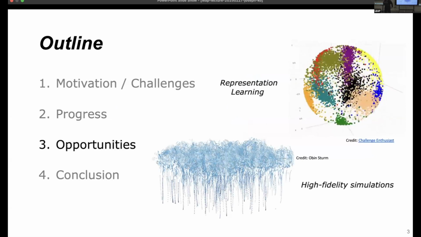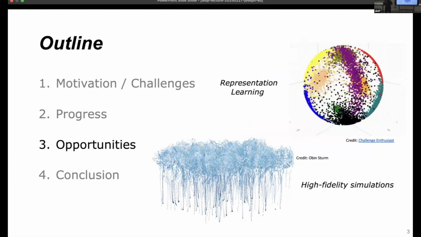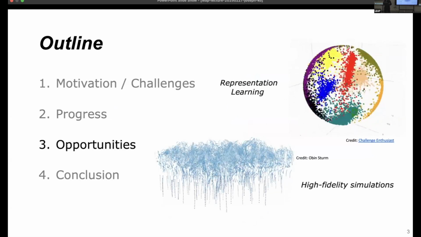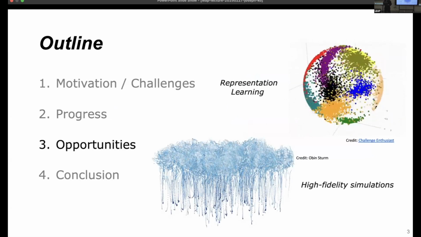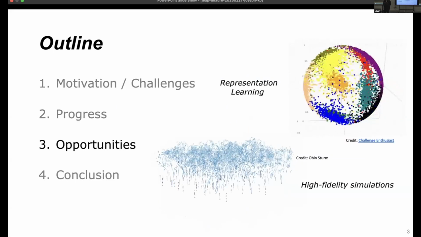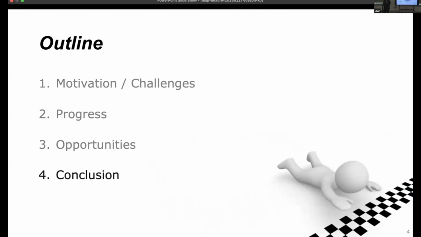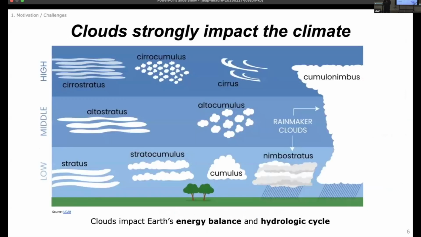And number three, I'll talk about some exciting things that we're thinking about in terms of incorporating some latest advances in representation learning and some collaborations we have with computer scientists, and also how we can leverage high fidelity simulations, in other words, cloud scale large eddy simulations. And then I'll wrap up and we can crawl our way to lunch.